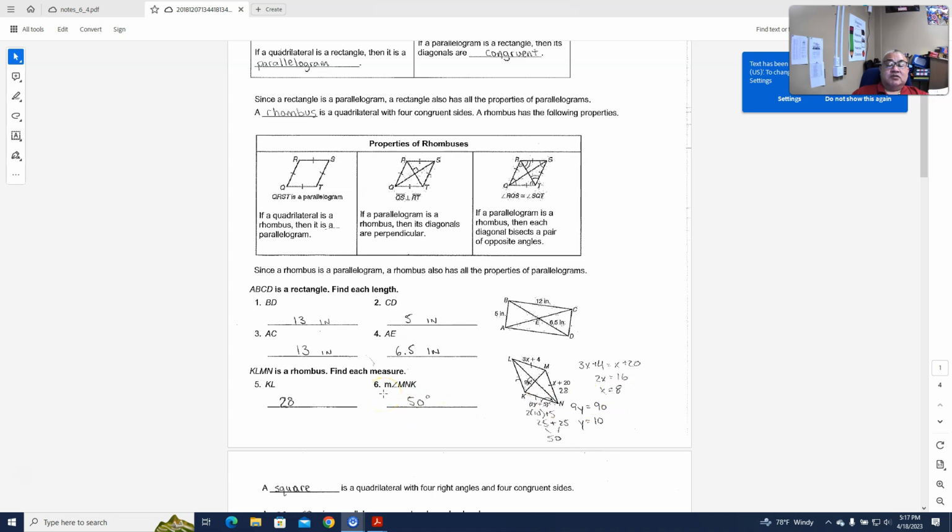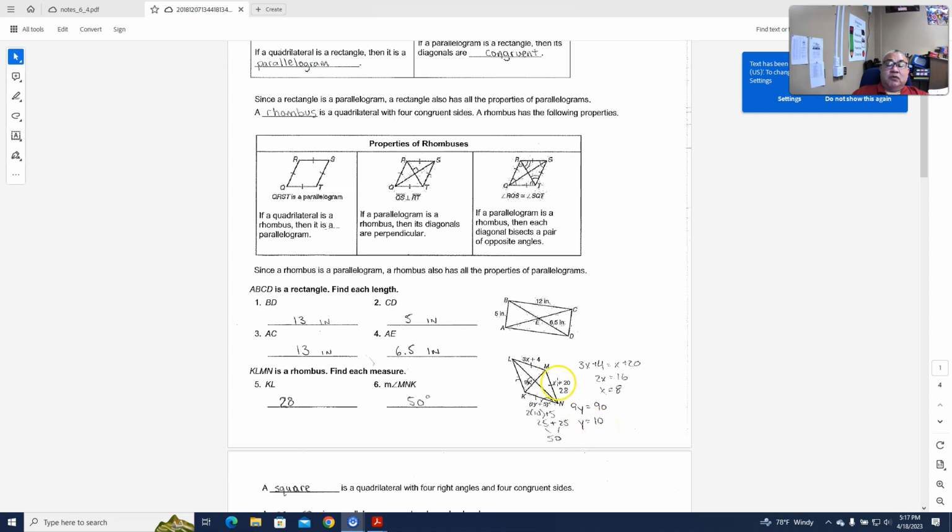We're going to find the measure of angle MNK. So we know that 9y is this angle here. We know that it's perpendicular. So 9y is going to be 90. This forms a 90-degree angle. So we have 9y equals 90. So y equals 10.